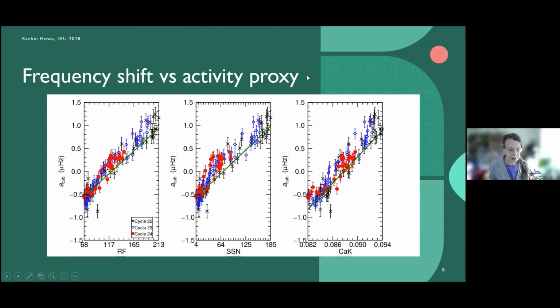So this is just going back to the idea that different cycles may not be quite the same. And this is fairly recent work, and we're just plotting frequencies against different activity proxies: the 10.7 centimeter flux, the sunspot number, and the calcium K index, and the different colors are different cycles. And you can see that maybe the sensitivity isn't quite the same.